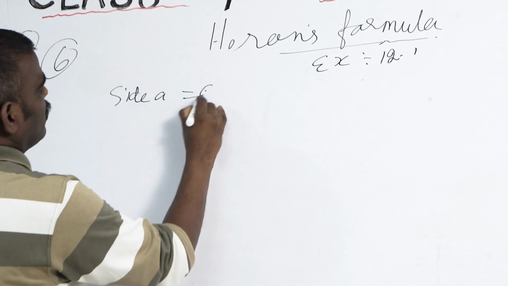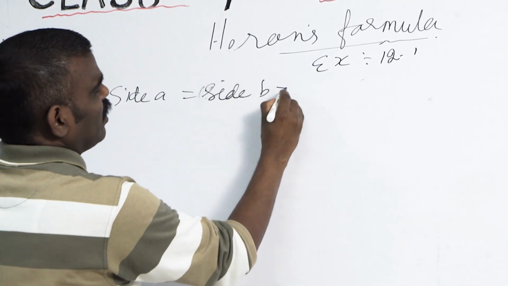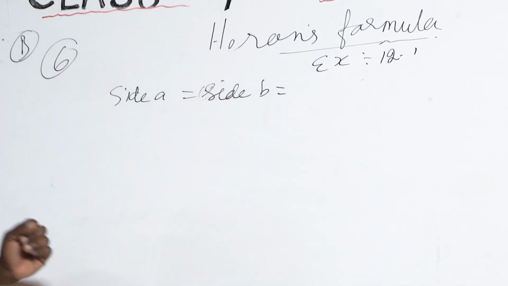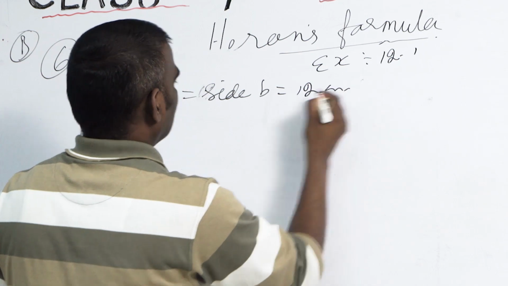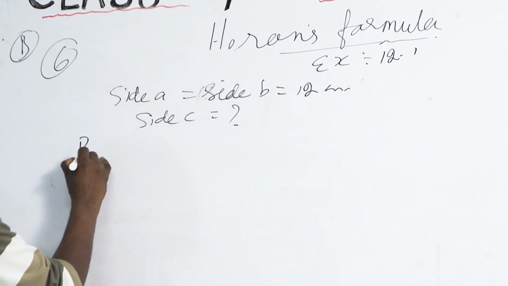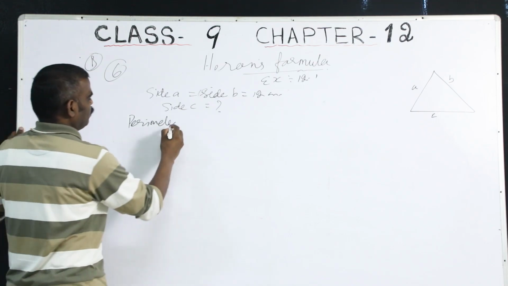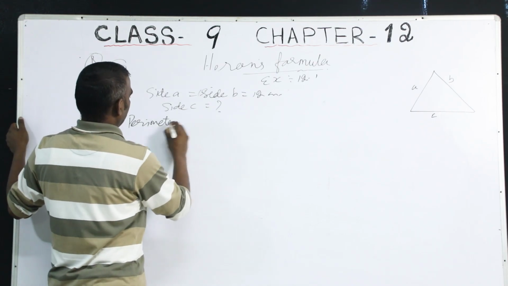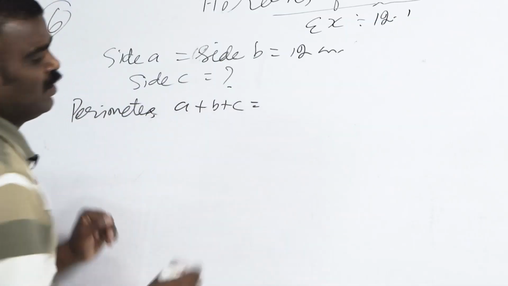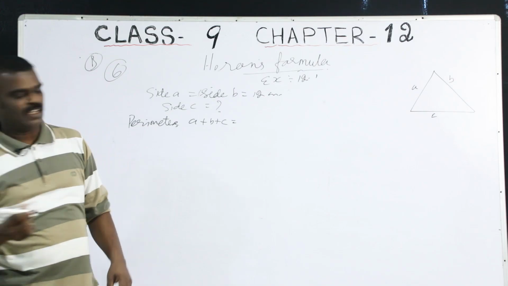Side A equal to side B equal to how much? Equal sides are given how much? 12 centimeter. Side C is equal to question mark. Perimeter. I am going a bit fast, okay? Children, please follow me. Perimeter is A plus B plus C. Perimeter is given. How much? 30.